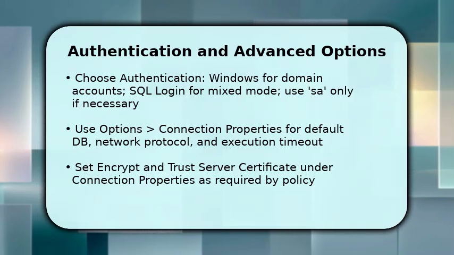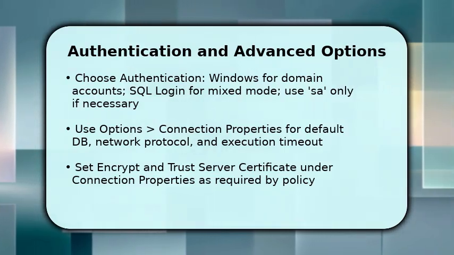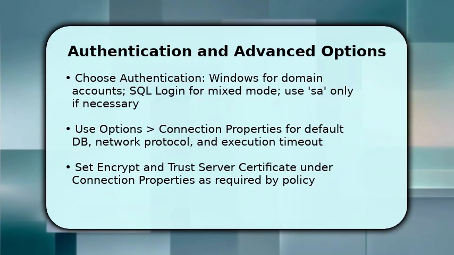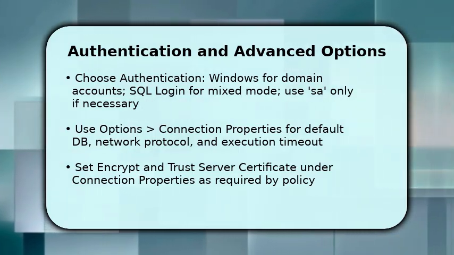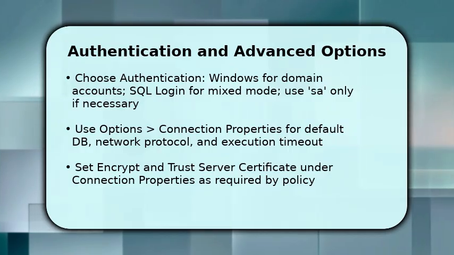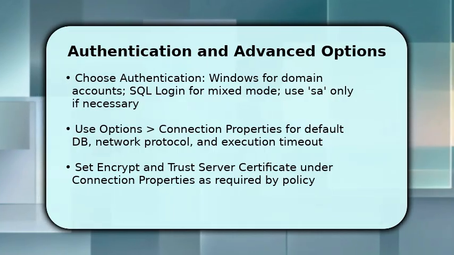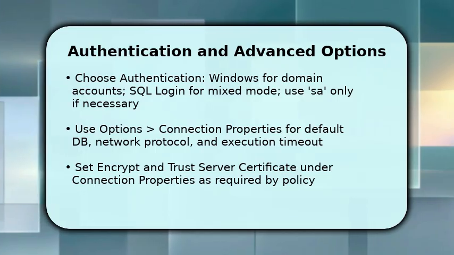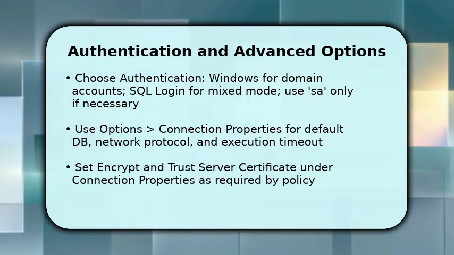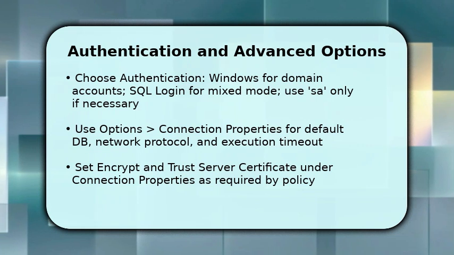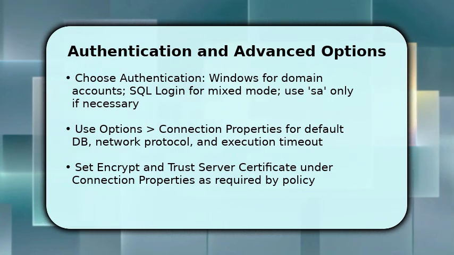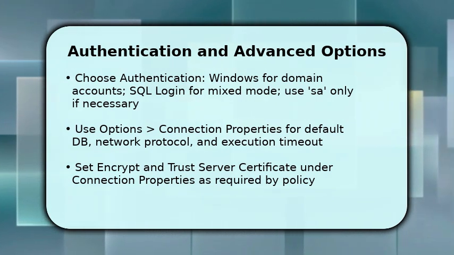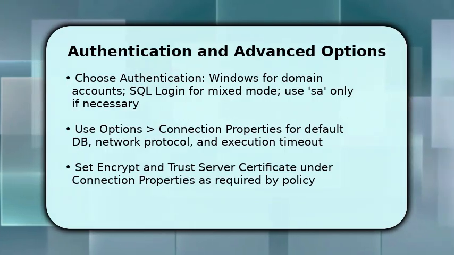Once credentials are entered, focus on authentication and advanced settings so your connection behaves predictably. Select Windows Authentication for integrated security or SQL Server authentication when using a specific login. Avoid SA unless required. Click Options, then Connection Properties to set default database, network protocol priority, and timeout values. This prevents lockups on slow networks. Also set Encrypt and Trust Server Certificate per your security policy so data in transit is protected.